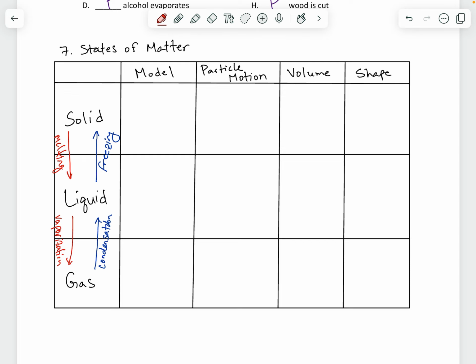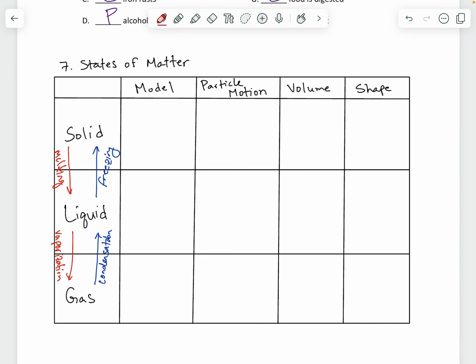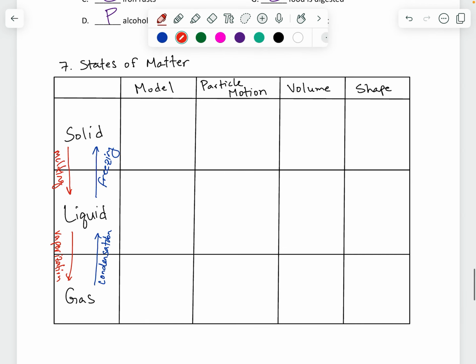Some might think the water cycle, you might think evaporation. Again, evaporation happens on the surface of liquids, not all the way through, where vaporization is occurring through the entire sample. And so what do models look like for this?